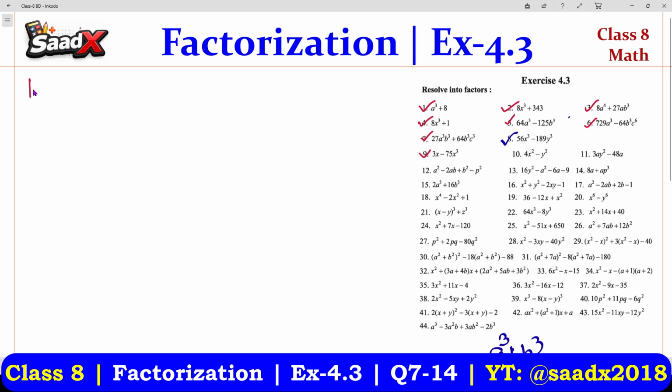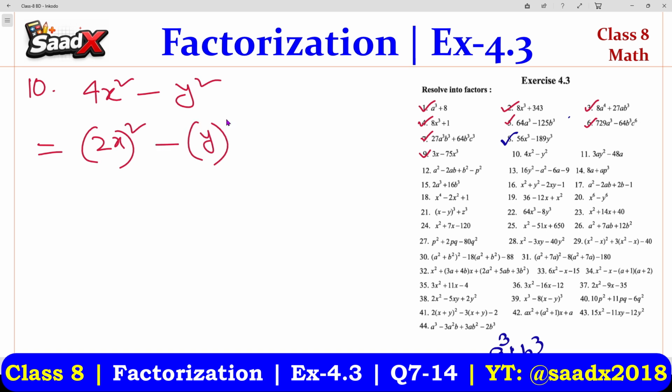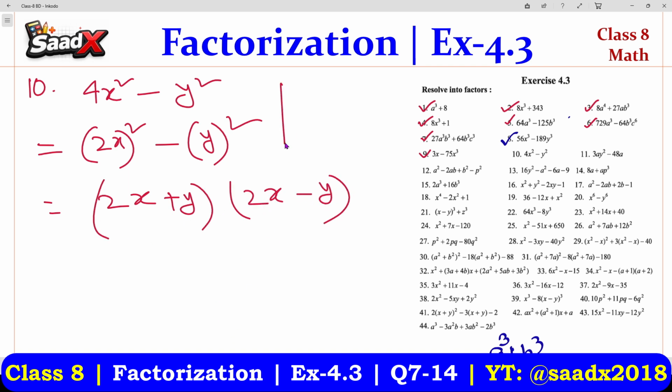Question 10. 4x square minus y square. So this one we can write 2x square minus y square. So it will be 2x plus y times 2x minus y, as per a square minus b square theory, which is a plus b times a minus b. So number 10 done.